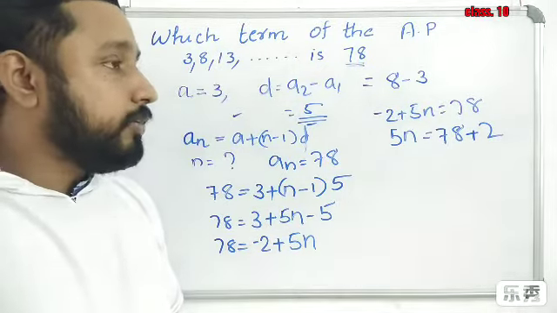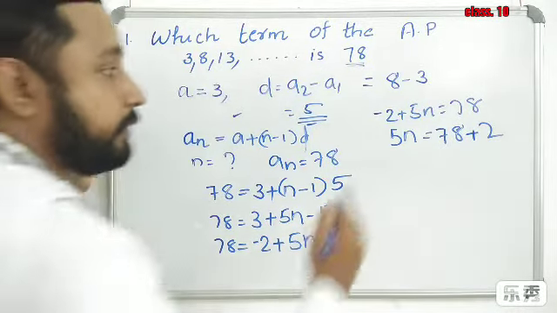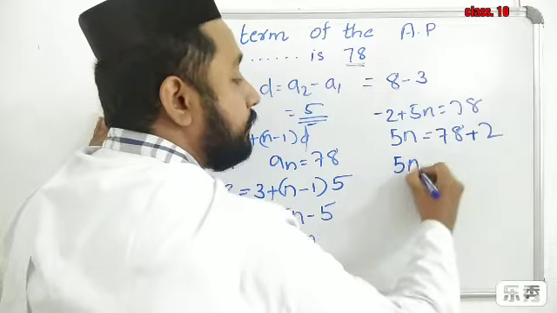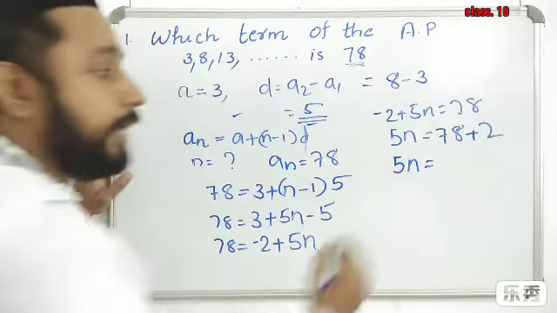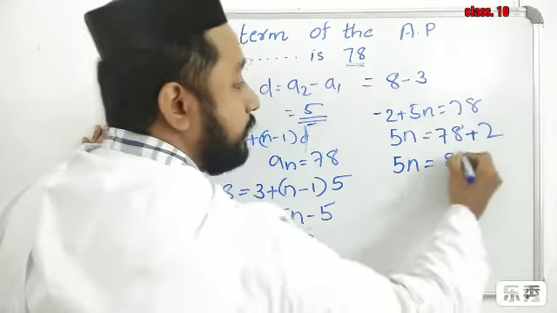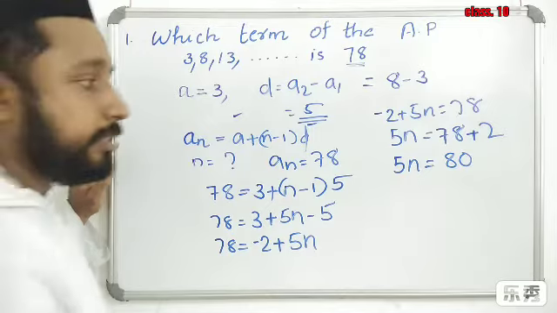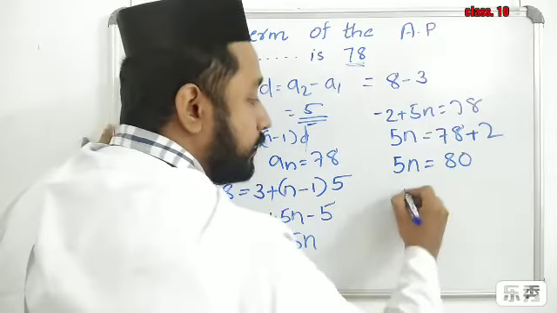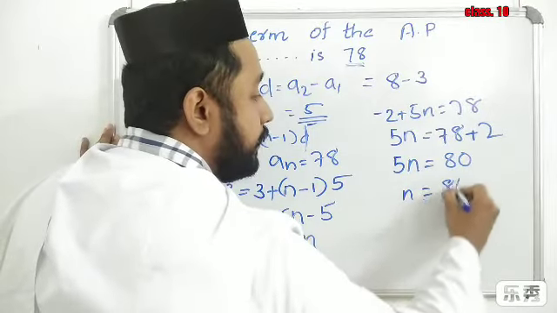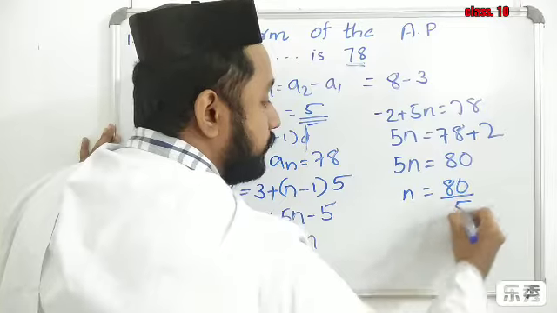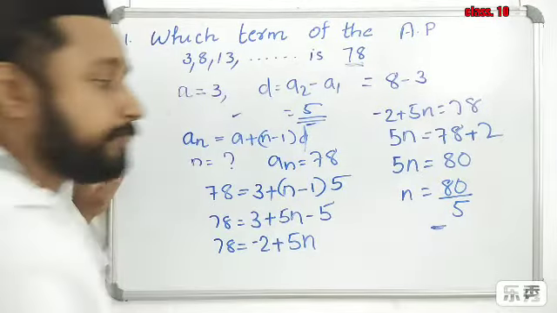So 5n is equal to 78 plus 2, which is 80. Therefore 5n is equal to 80, and n is equal to 80 by 5, which is equal to 16.